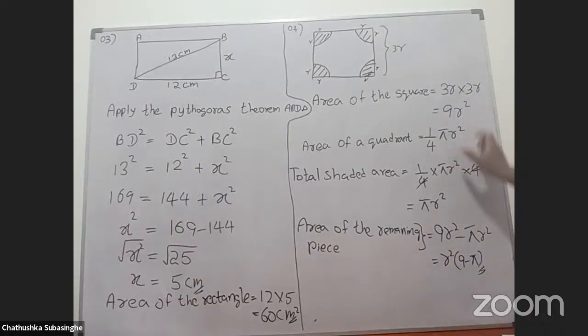The whole square is 9r squared. The area of the 4 quadrants is pi r squared. So 9r squared take away pi r squared. Since r squared is common, I took r squared out. So the answer is 9 take away pi.